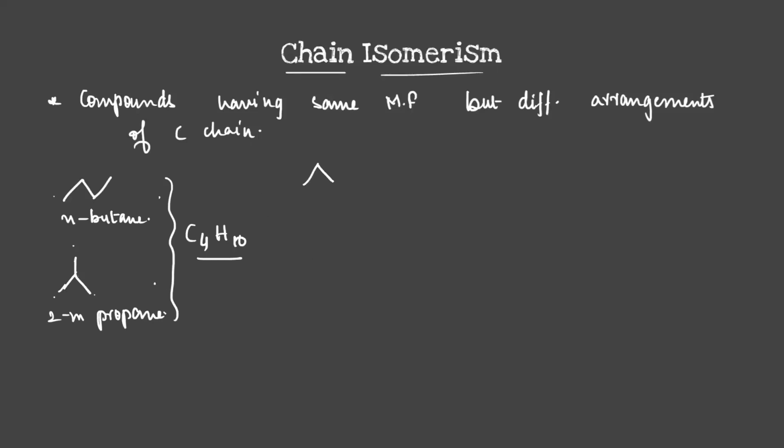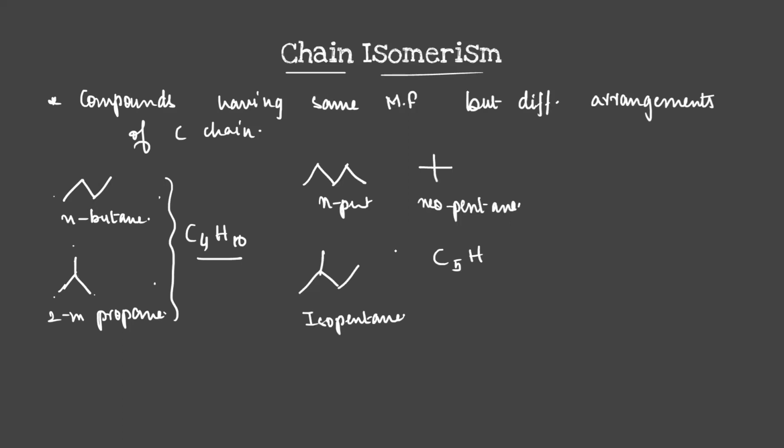Let's say pentane. So this is n-pentane. So this is 2-methylbutane, or it is also called isopentane. And then this is neopentane. You can clearly see that their molecular formula is C5H12. You can check them. So these three are chain isomers.